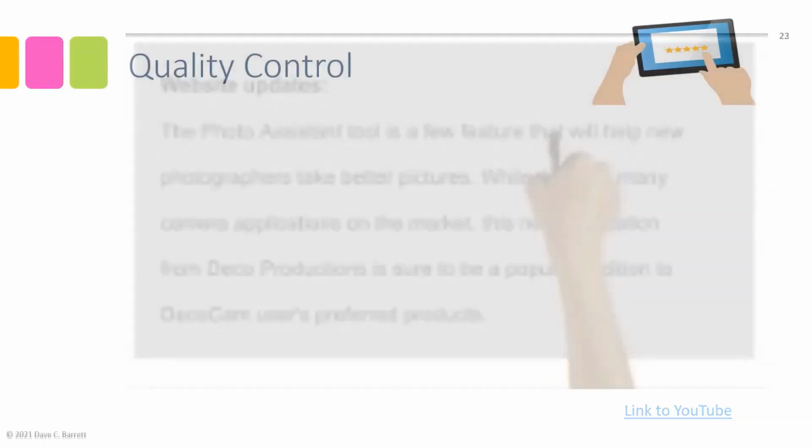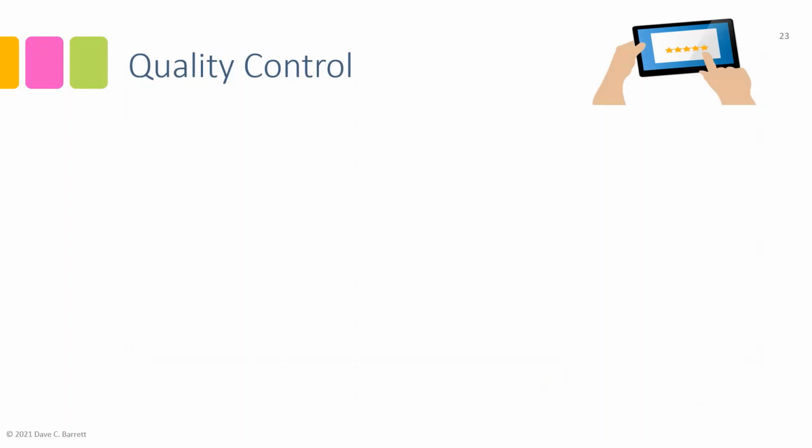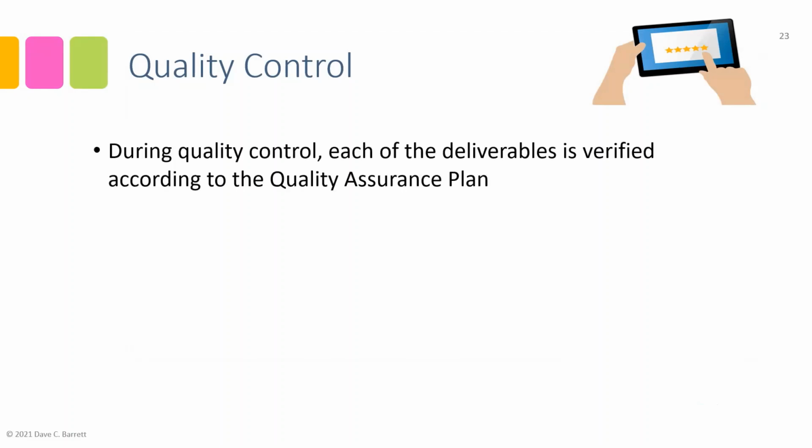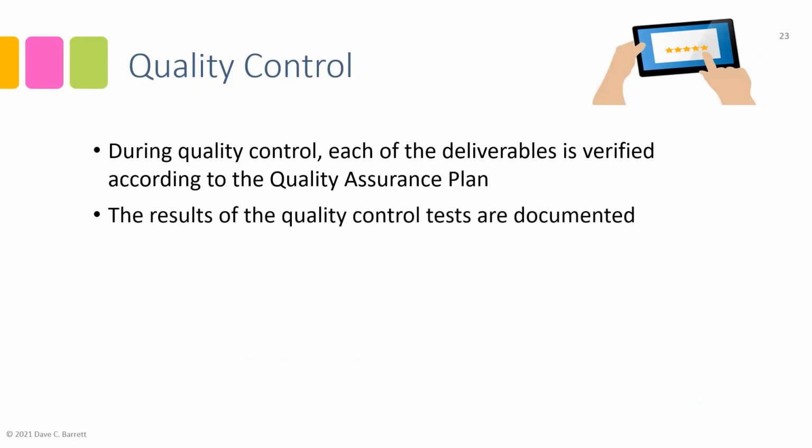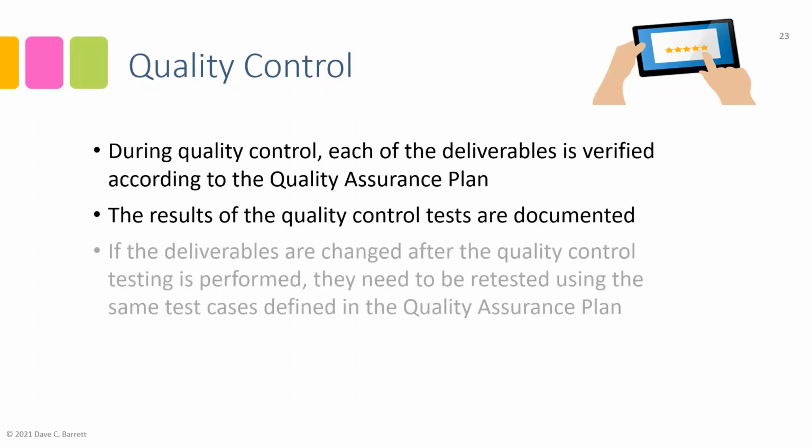Okay, so we saw the work that was done for the quality control processes. To review, during quality control, each of the deliverables is verified according to the quality assurance plan. So we follow the quality assurance plan to verify them. Whatever we decided during quality assurance is what we look for in quality control. The results of the quality control tests are documented so that we can show that we've done it. It's not something where we hope we got everything and forget what we might have done the previous week. These are documented in our test plan within the quality assurance plan.